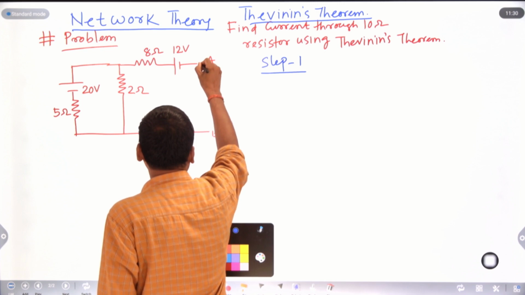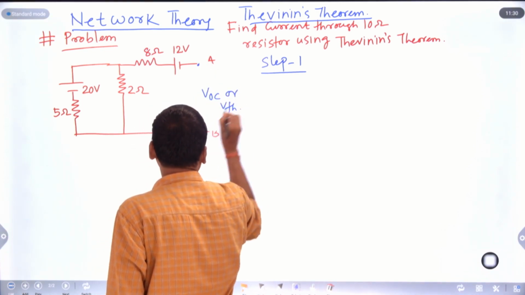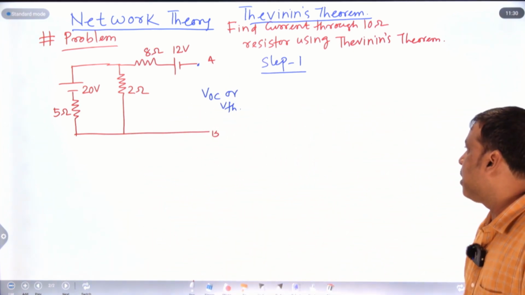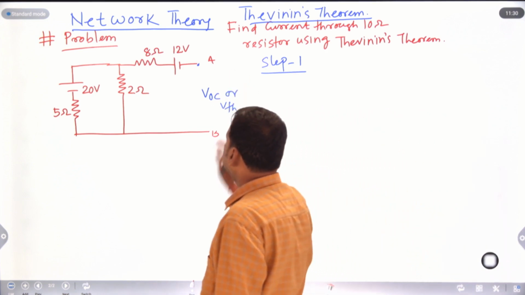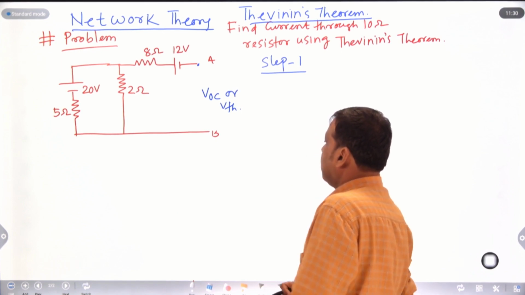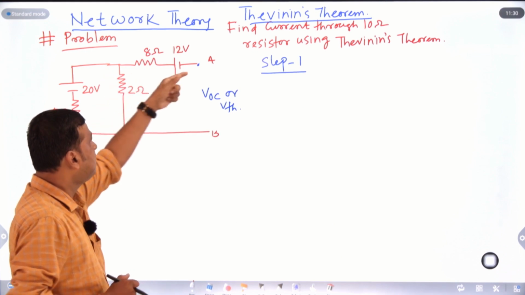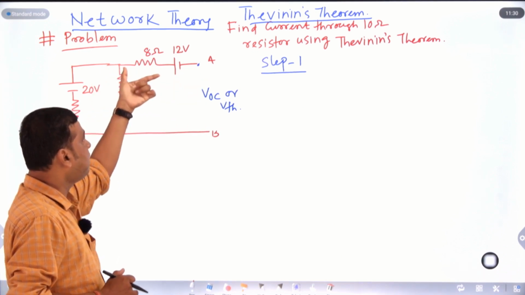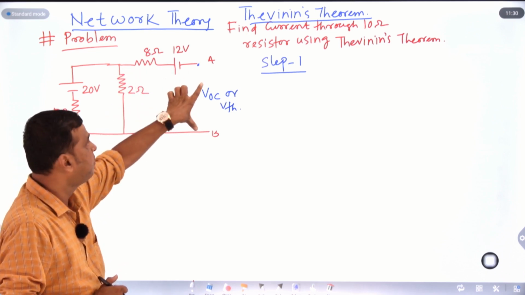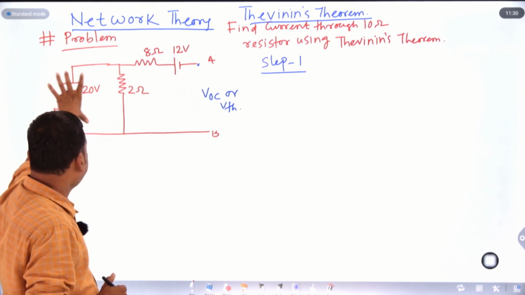We can calculate here that is your VOC or VTH. How do we calculate Thevenin's voltage? In step 1, first of all, you disconnect the load resistance and find out the open circuit voltage or Thevenin's voltage. If you observe this network, there is a branch which is open circuited. Is there any current flow through this branch? No, because this is open circuited. There is no current flow through this branch. Only the current flows through this branch.